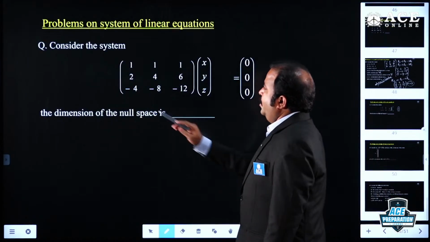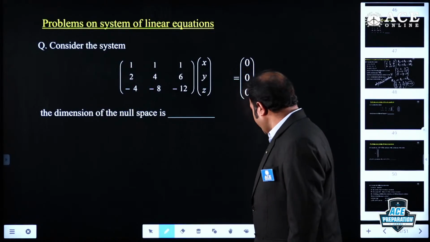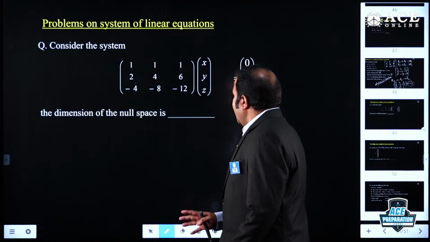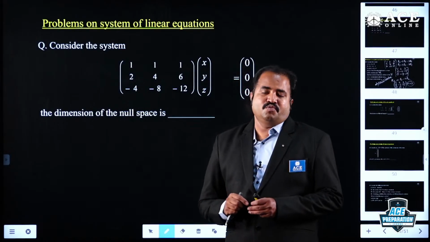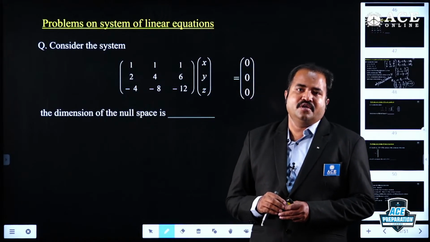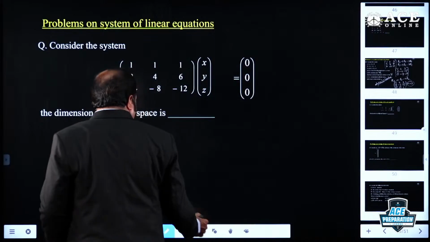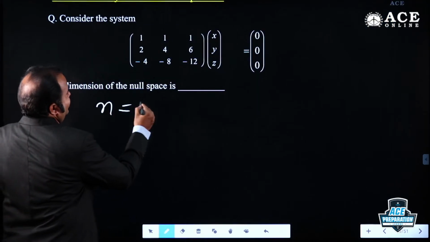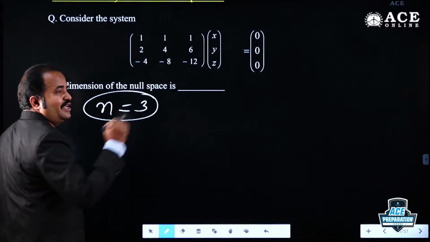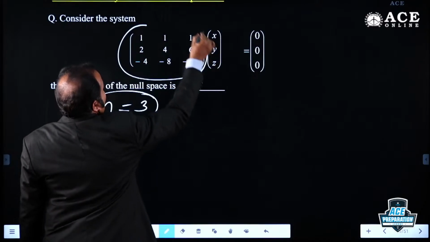Look here. Consider the system with matrix 1, 1, 2; 4, 6, minus 4; minus 8, minus 12, and so on, times x, y, z equal to 0, 0. The dimension of the null space is what? Dimension of null space means nullity. Nullity means what? Formula n minus r. N is what here? N equals 3, the number of unknowns. So the rank is required. Find the rank of this matrix.